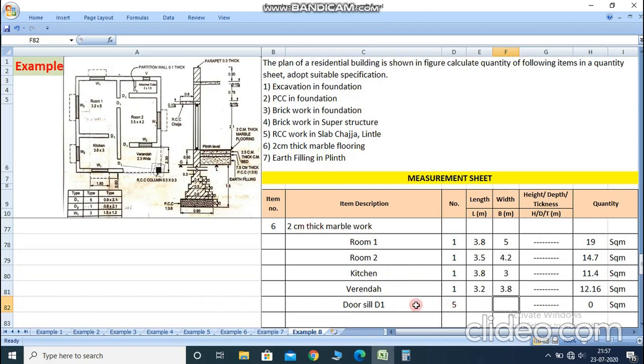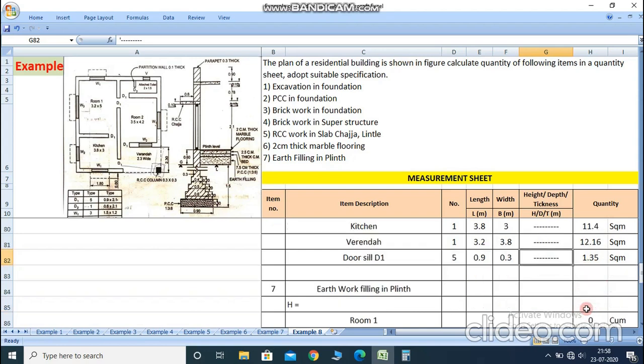Now after that, the door sill. The number of D1 doors is 5, so door sill 1, 2, 3, 4 and 5. 5 door sills are there. The length of door D1 is 0.9, so write here 0.9, and the width is 0.3 as the wall thickness, so write here 0.3. So the total door sill is 1.35. Multiplying these three values, we get the answers 19 square meter, 14.7 square meter, 11.4 square meter, 12.16 square meter and 1.35 square meter.